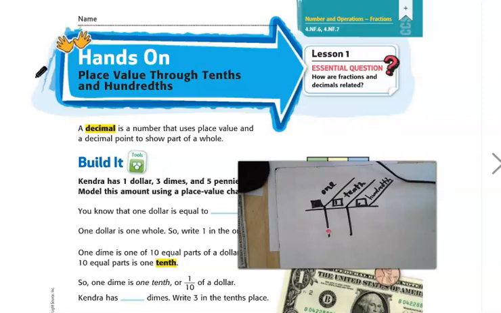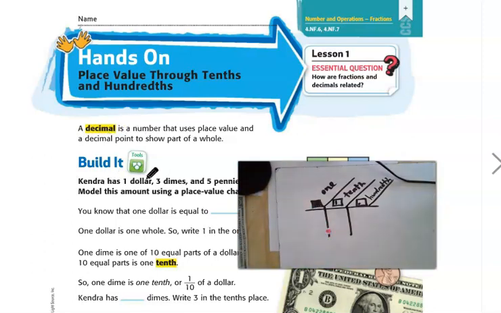Okay, we're starting chapter 10. We're on lesson number 1. The essential question is, how are fractions and decimals related? And we're going to be doing some hands-on work today. So we have: a decimal is a number that uses a decimal point to show parts of a whole.